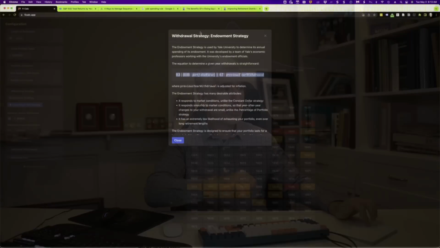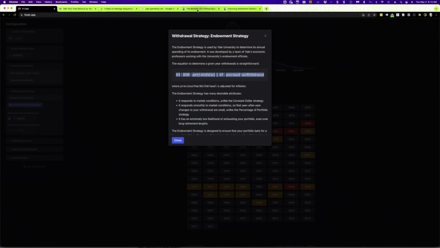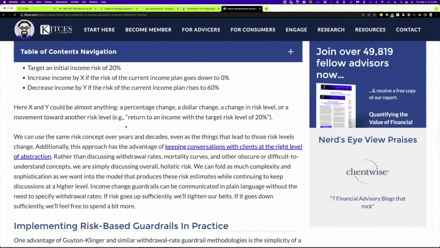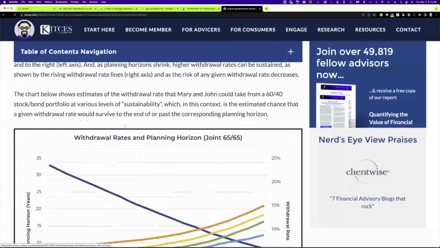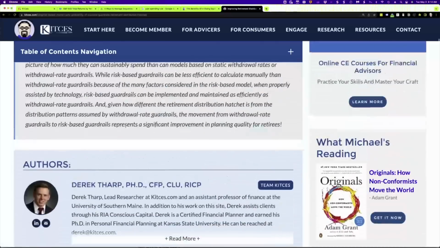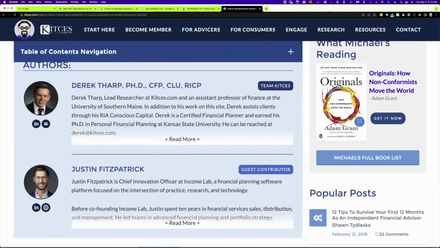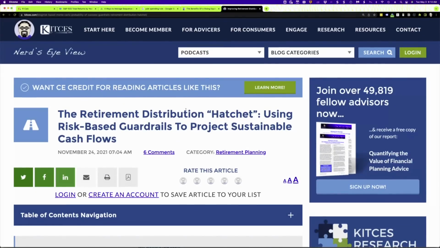And there's an article that I'll link to below the video, and it is this one. It's from the Kitces website, great website. He didn't write this article, and it's a long one, as you can see, but it's written by these two gentlemen. And here it is, the retirement distribution hatchet, using risk-based guardrails to project sustainable cash flows.